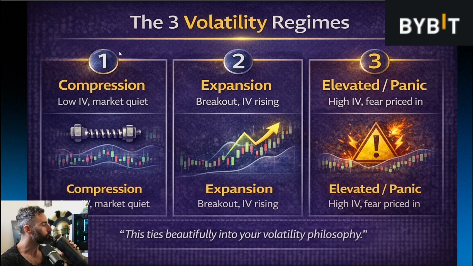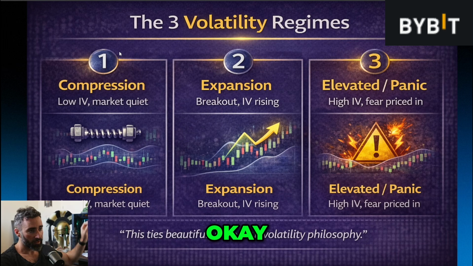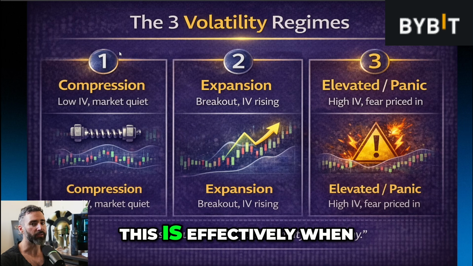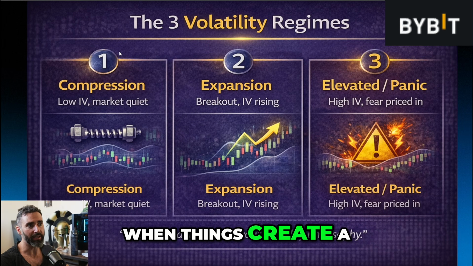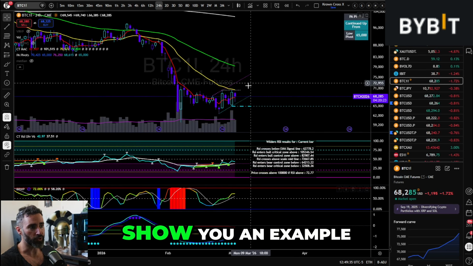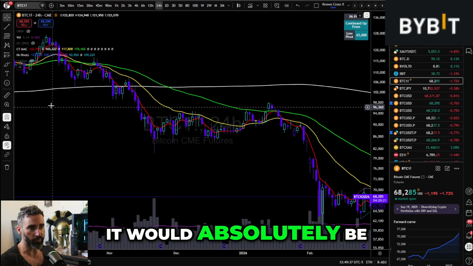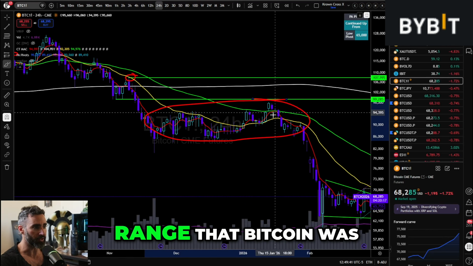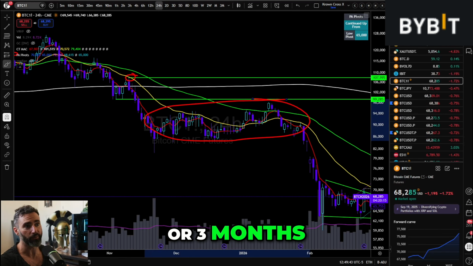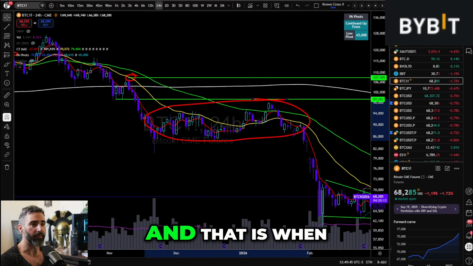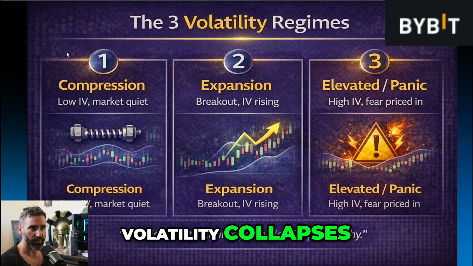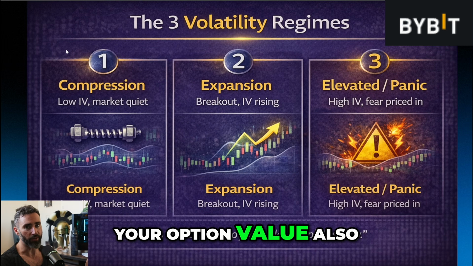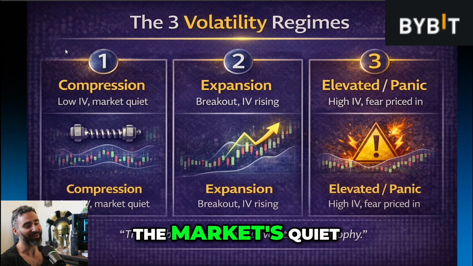Okay, so the first one is going to be compression. This is effectively when things get boring, when things create a sideways trading range. If I were to show you an example on the chart, it would absolutely be this one right here, this sort of sideways range that Bitcoin was in for about 2 or 3 months. Boring stuff. That is when volatility collapses, you get compression, and as the name would imply, your option value also gets compressed. The market's quiet, basically.